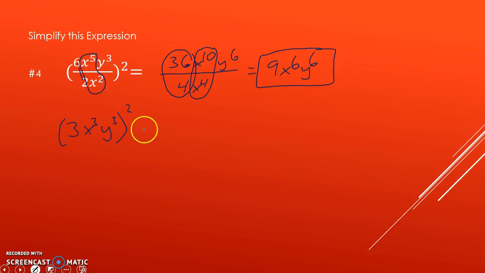But if I do that, I'm going to have to square everything. 3 squared is 9. X to the 3rd squared is x to the 6th. And y to the 3rd squared is y to the 6th. And you can see I get the same thing both ways.